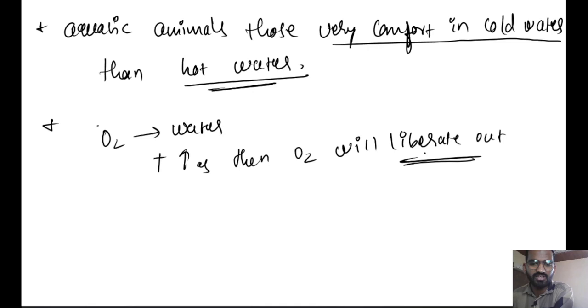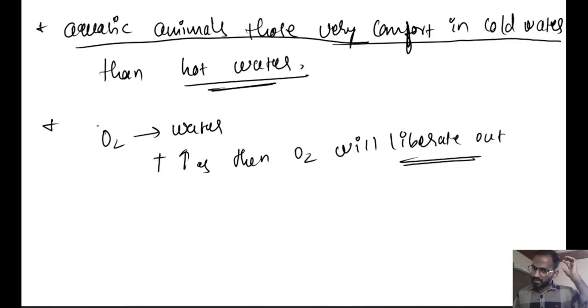If oxygen is not there, then how can these animals live in the sea or in a water zone? So that's why these aquatic animals are very comfortable in cold water. They will live in cold water, not in hot water. If I am going to heat, then dissolved oxygen will come out, and this makes harm to the aquatic animals. So these are two main important factors on which solubility depends.